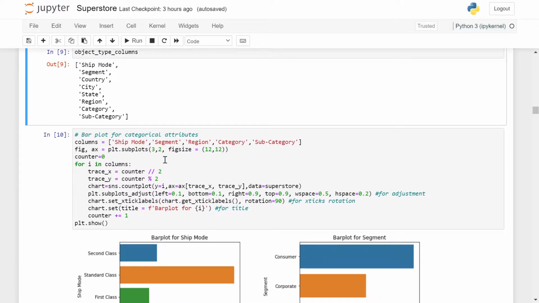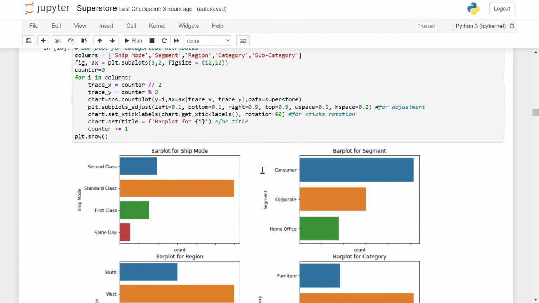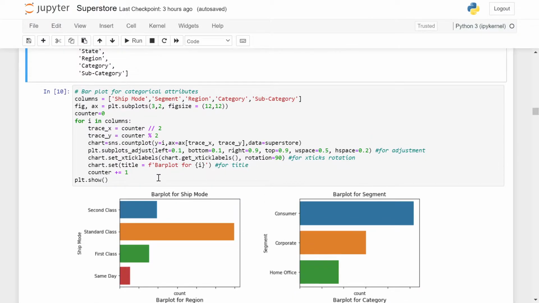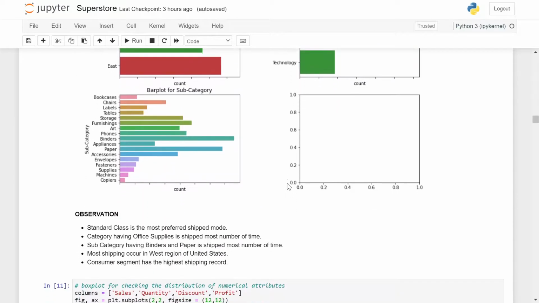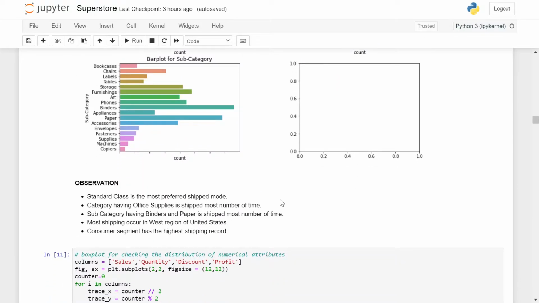So for these categorical columns I first plot a bar plot. So this is the plot, and my observation here is standard class is the most preferred ship mode, and the category office supply is shipped the most number of times, and subcategories binders and paper are shipped more number of times. Most shipping occurs in the west region of the United States, and the consumer segment has the highest shipped record.